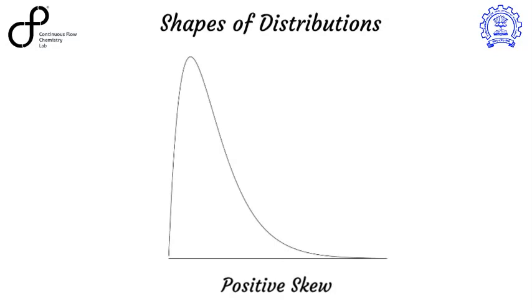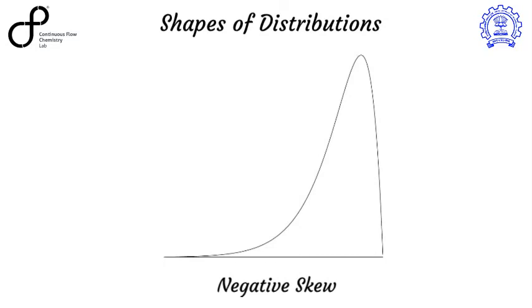It is also possible that the probability density is not symmetric, but the tail can extend much more in the positive direction, as compared to negative. These distributions are called positively skewed distributions. Similarly, we can have negatively skewed distributions, wherein the tail can extend more in the negative direction, as compared to the positive one.